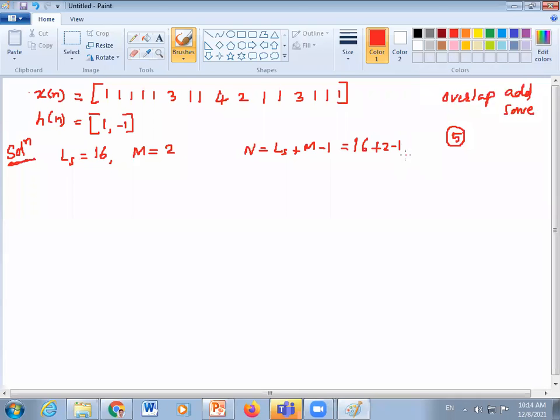So what is the answer here? 17. Okay, so this will be equal to 17. So what answer we are expecting is that the output should be of 17 samples.